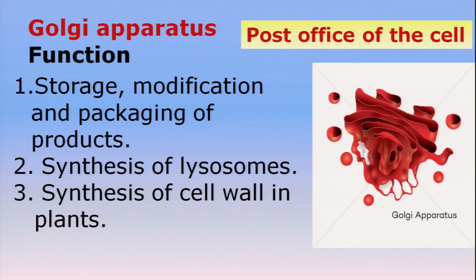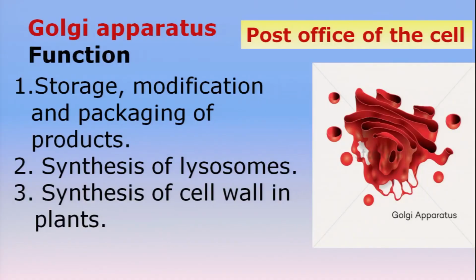Then the second point is Golgi apparatus synthesizes lysosomes. Golgi apparatus helps in synthesis of lysosomes because lysosomes contain enzymes and they get their enzymes from Golgi apparatus. Thus, Golgi apparatus helps in synthesis of lysosomes. Then, in plant cells, Golgi apparatus helps in synthesis of cell wall. The cell wall gets its material from Golgi apparatus.